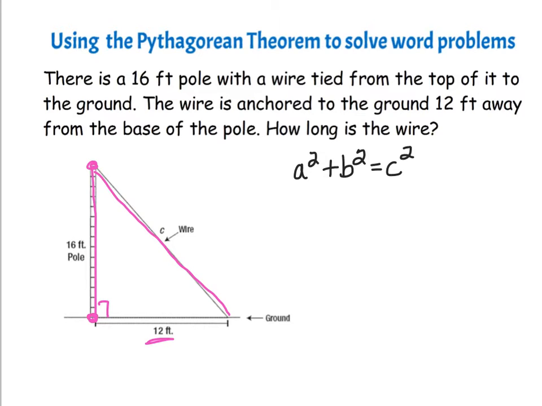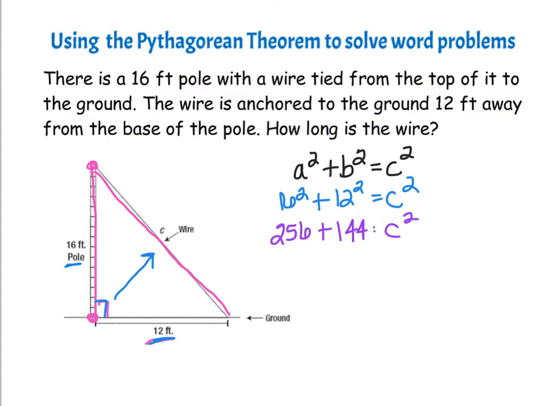So I see that I am given 16 and 12. Those are my two legs. They form the right angle, so I'm going to plug them in for a and b. So 16 squared plus 12 squared equals c squared. And I'm looking for c. I know that because of the picture, but also because it's the side across from my right angle. So then on the left side, I'm going to multiply out my exponents. 16 squared is 256, plus 12 squared is 144. That's also going to equal c squared.